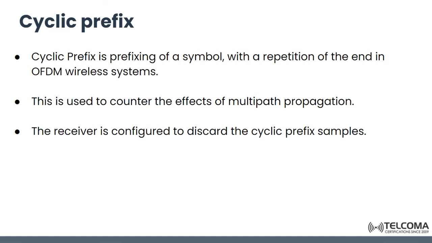What is the cyclic prefix? It is prefixing of a symbol, where we add a prefix to a symbol with the repetition from the end. This is used to counter the effects of multipath propagation. Now the receiver is configured to discard these samples.